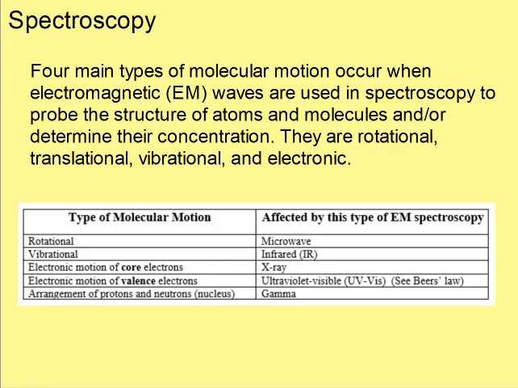In spectroscopy, there are four main types of molecular motion, which occur when electromagnetic waves are used to probe the structure of atoms and molecules, and/or to determine their concentration. We have rotational, translational, vibrational, and electronic motions. So these spectroscopies allow us to see the makeup of different molecules. So rotational, to help you remember that, you can think a microwave rotates. So rotational for microwave.